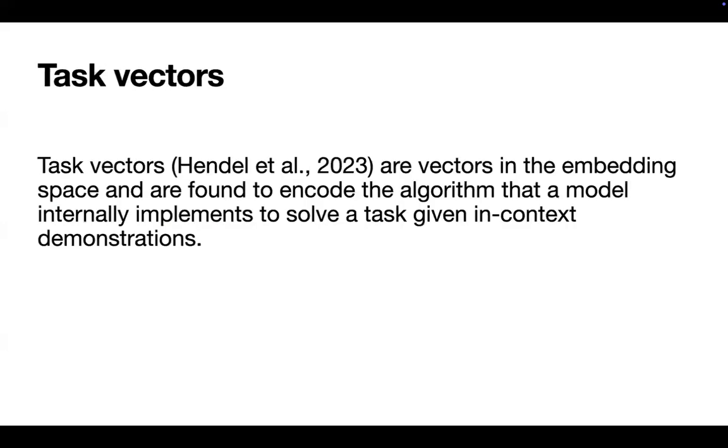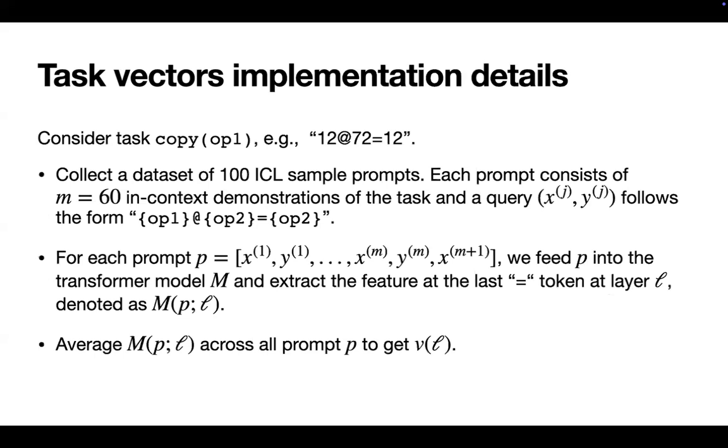We would like to introduce an idea called task vectors, introduced by Hendel. They are vectors in the embedding space that are found to encode the algorithm that a model internally implements to solve a task given in-context demonstrations. And what does that mean? So here are some details. Don't worry if you get lost. I'll provide an example afterwards.